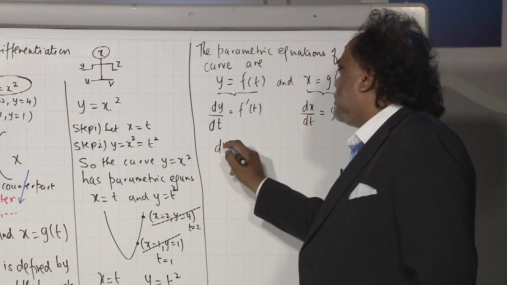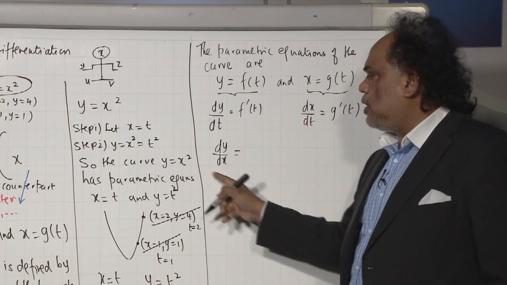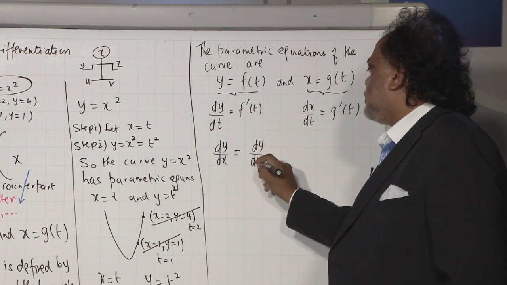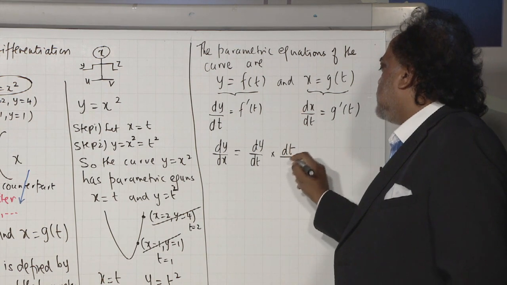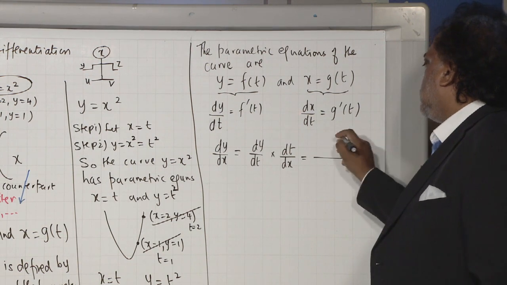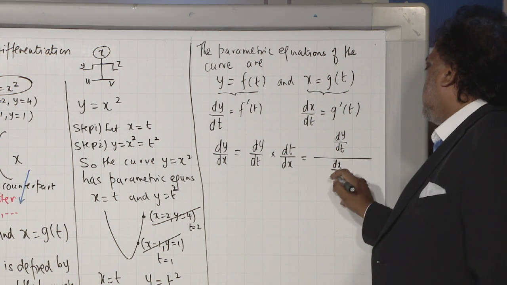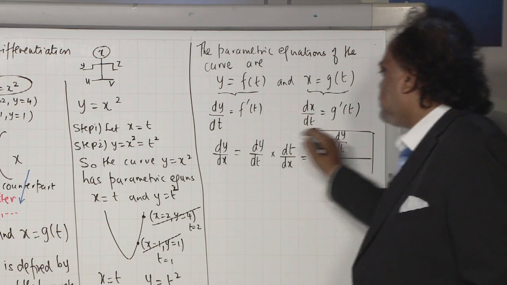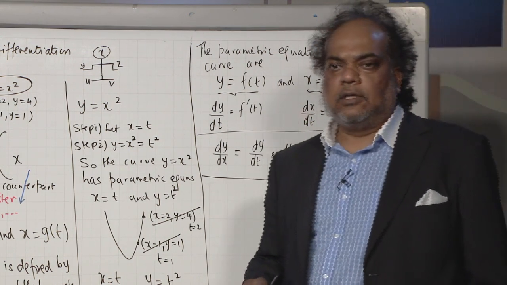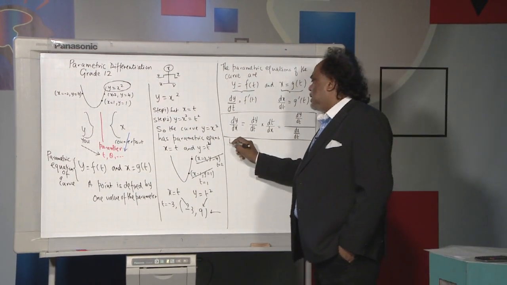What will be dy by dx? Because gradient of curve is dy by dx, it is dy by dt times dt over dx, or dy by dt divided by dx by dt. That's the main equation in this chapter. We'll now take an example.